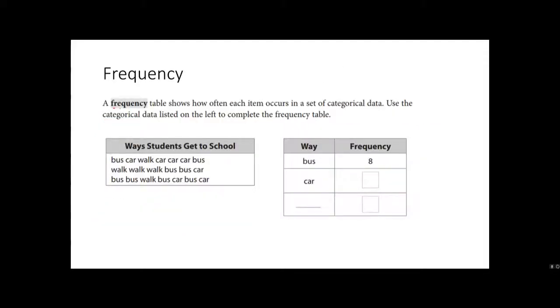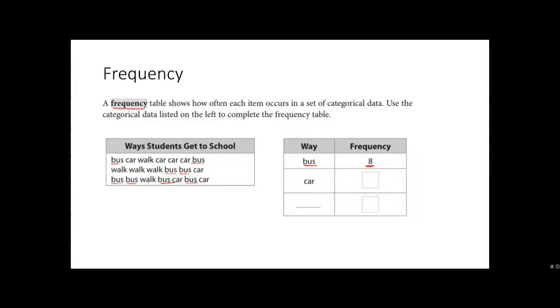Frequency. Frequency tables show how often each item occurs in a set of categorical data. Use the categorical data listed on the left to complete the frequency table. If we look at this example here, how many buses do we have? We have one bus. Another kid takes the bus to school. 3 kids, 4 kids, 5 kids, 6 kids, 7 kids, 8 kids. 8 kids is the frequency that we have that take buses.